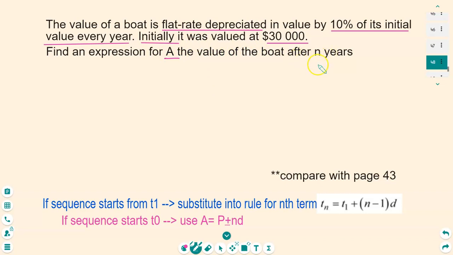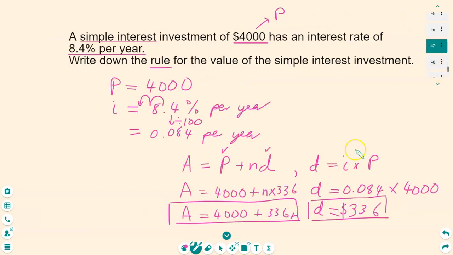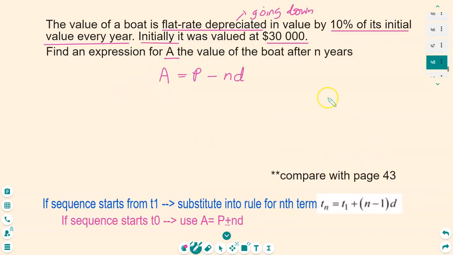So anything simple interest or flat rate depreciation, we are going to use this formula. But this time, it's going to be P take ND because it's going down in value. It's depreciating from that initial value. And again, notice that we have a percentage here. It's going down 10% of its initial value every year. So we can use this. We need to calculate D this time. D equals I times P. They're the two little bits we need.